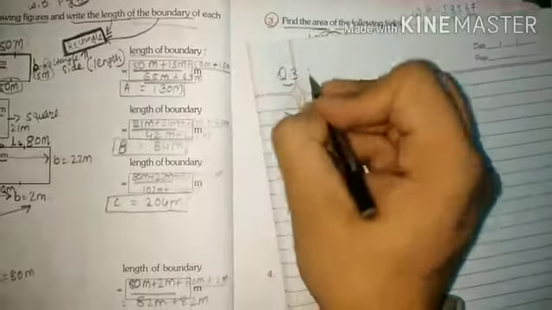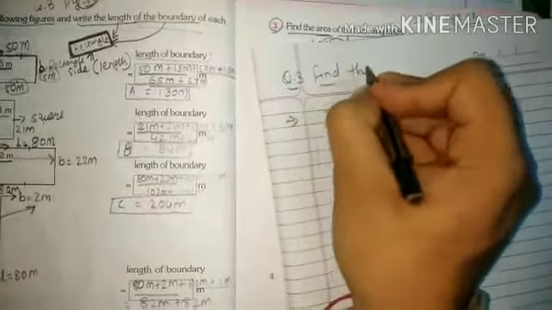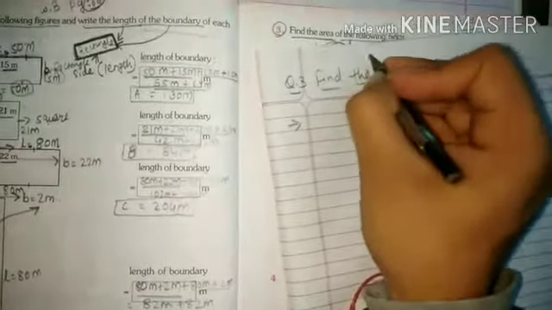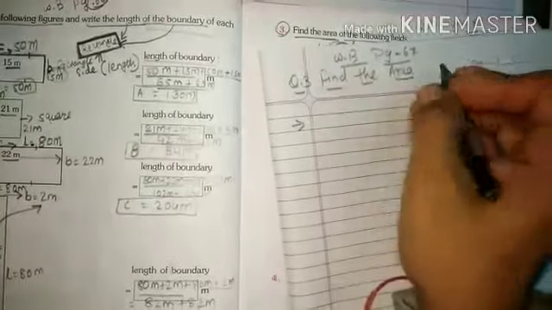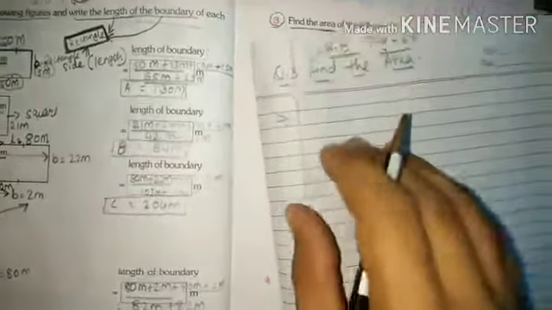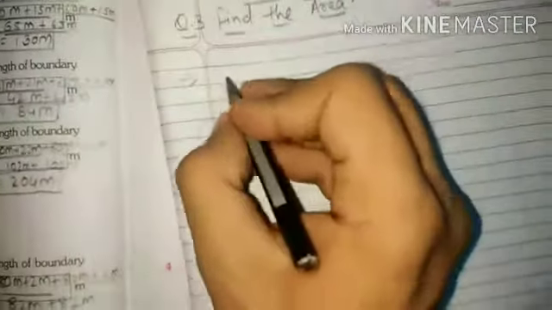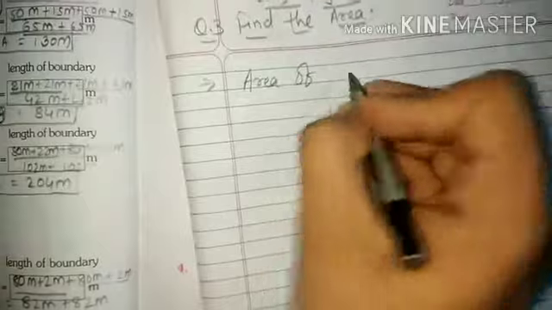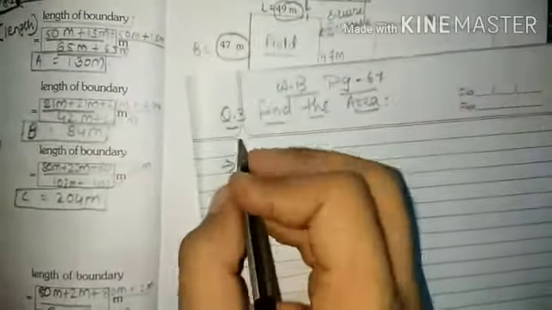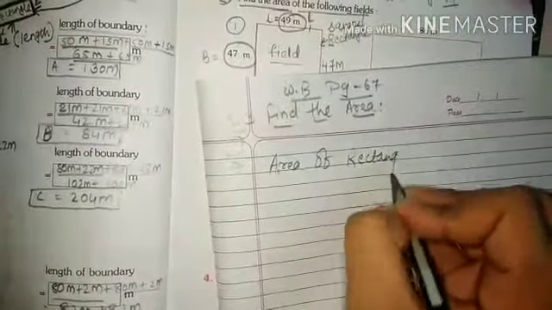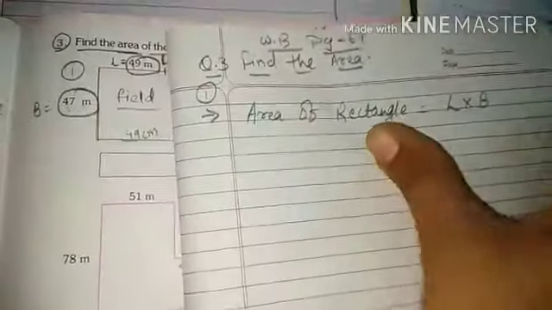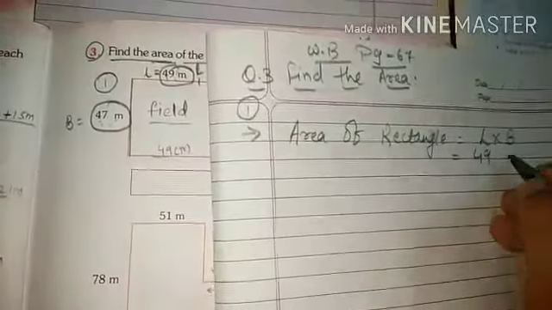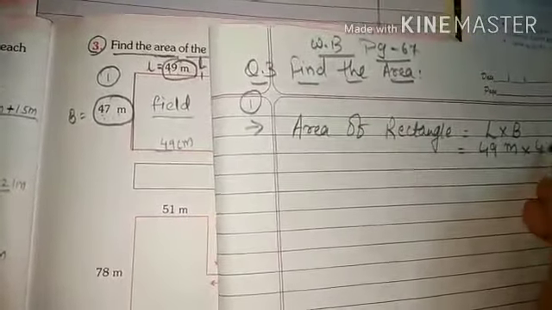Mark question number 3, find the area. Workbook page number 67. Only the answer I will write in the workbook, otherwise all the calculation I will do in the notebook. So mark the formula for area of rectangle. Of this we are doing the sum number 1. Mark here number 1. Area of rectangle is equal to L into B. Students, the length of the figure is 49 meter into breadth is 47 meter.